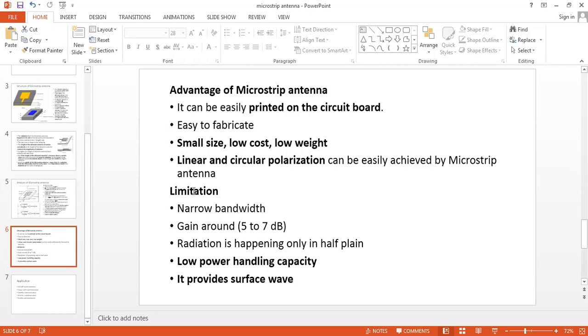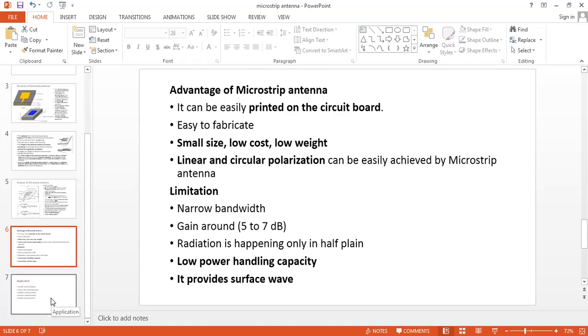The limitation of this is its narrow bandwidth. The gain is only from 5 to 7 dB. The radiation happens only in the half plane. As I told you, it happens only along the width and not on the length side. So radiation happens only on the half plane. Low power handling capacity, and there are chances of producing surface waves. These are the limitations.